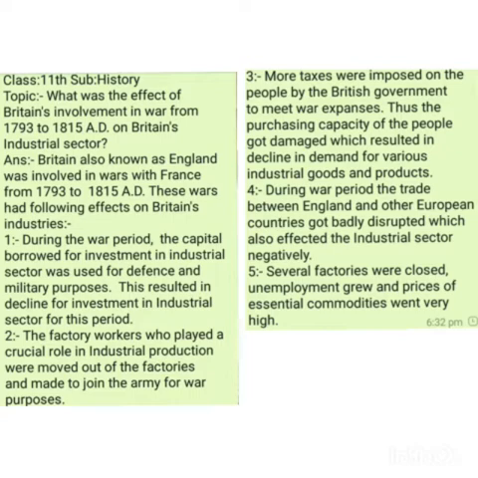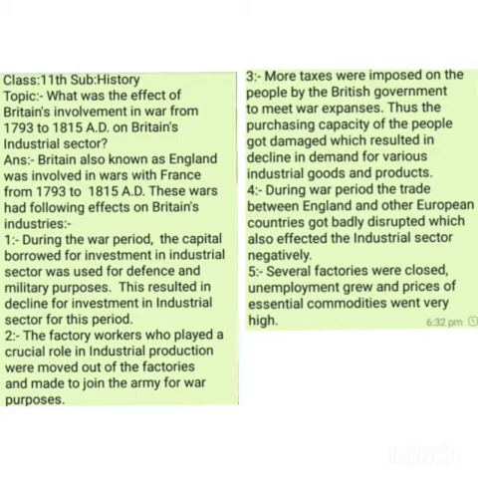Number two, the factory workers who used to play a very important role in the production of finished goods in different industrial units were moved out of the industries and were made to join the army to fight wars against France. As the industrial workers were moved out of the industrial units, this affected the production of different goods and products in the industries, which in turn affected the industrial growth of Britain for some time as well.